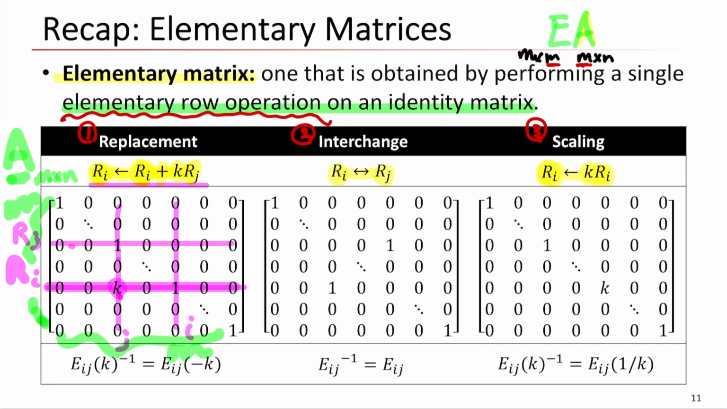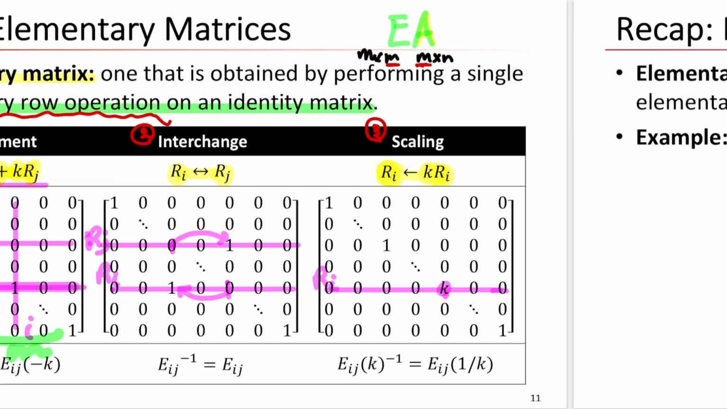And what about the interchange? Let's say this is Ri and Rj. If we move this one into here, and one to here, then we can interchange each row. Then what about the scaling? If this is Ri, then by just putting the number k in here, we can perform the scaling. So this is the elementary matrix, right? Let's see the example.